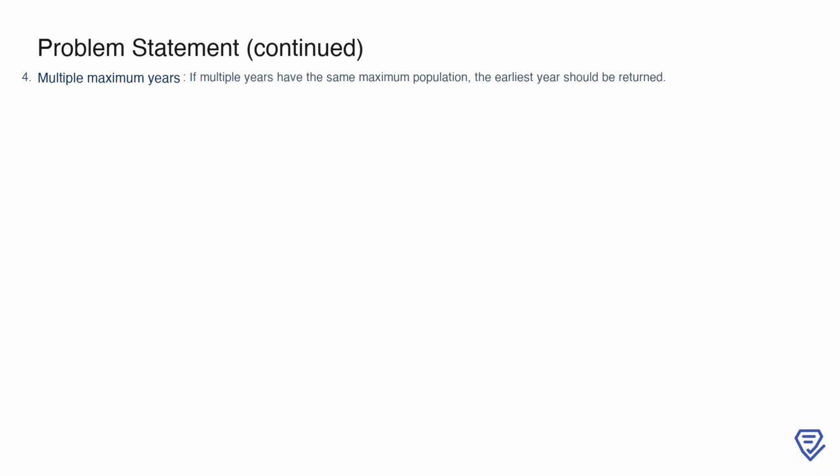For edge cases, consider when there's only one person, the result will simply be the birth year of that person. In cases where no lifespans overlap, the result will be the birth year of the earliest person. Additionally, if multiple years share the same maximum population, you must return the earliest year. This ensures the solution is both correct and consistent across all scenarios.